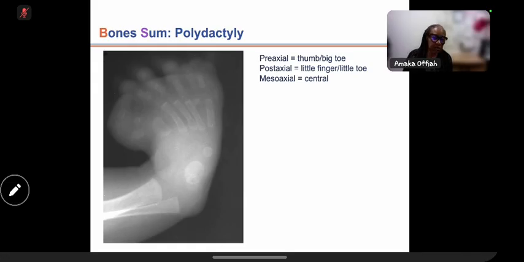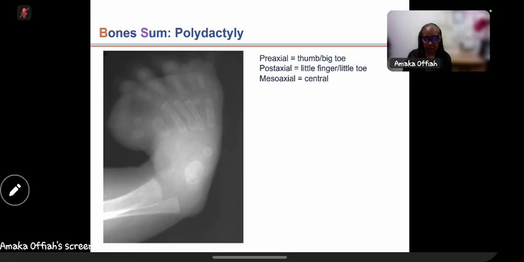Preaxial is the thumb side or the big toe, far less common than postaxial, which is little finger, little toe. Indeed, in some ethnic groups, postaxial polydactyly is quite common and occurs as an isolated finding. And then mesoaxial is central. This particular foot that I'm showing you has preaxial, so big toe, postaxial, so little toe, and mesoaxial, which is in the middle, polydactyly. The commonest is postaxial.